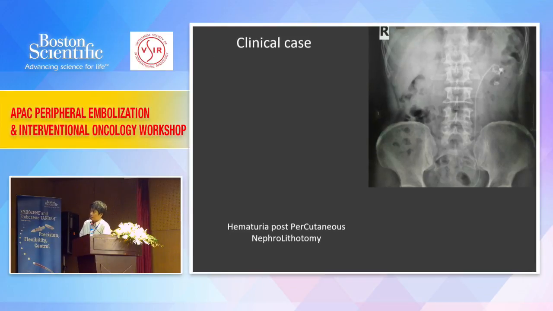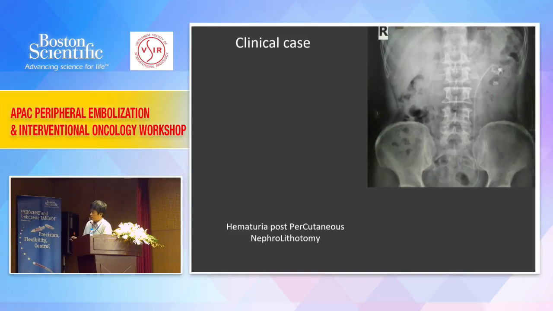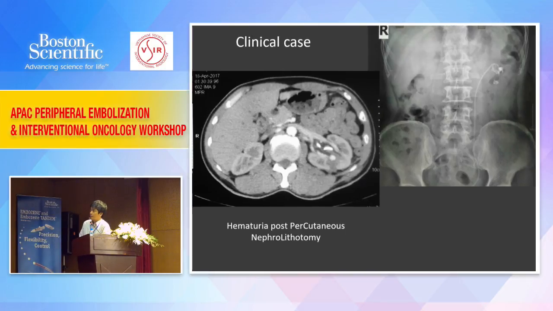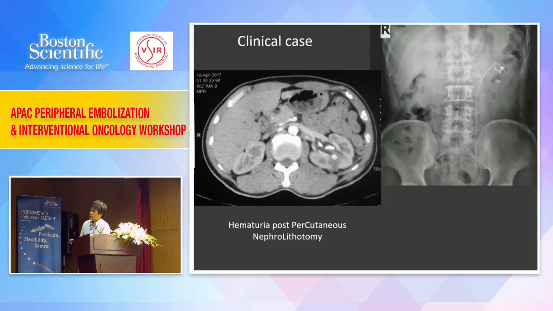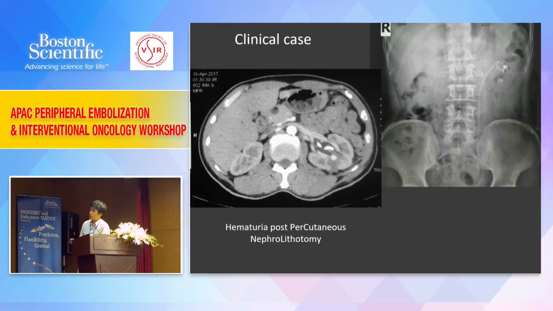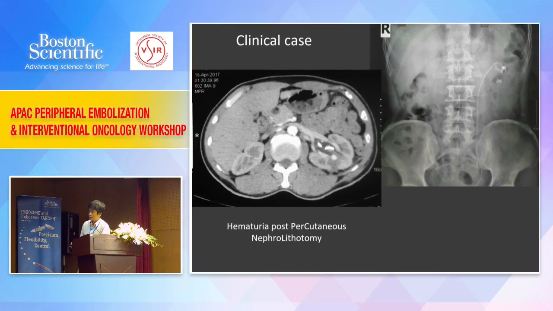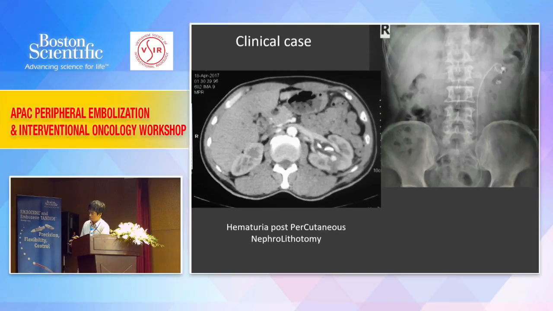For example, this is a patient who has a kidney stone, and for this stone, the surgeon already performed PCN and PCNL. After the procedure, the patient had massive bleeding. And on the CT angio, we can see that there is an aneurysm.